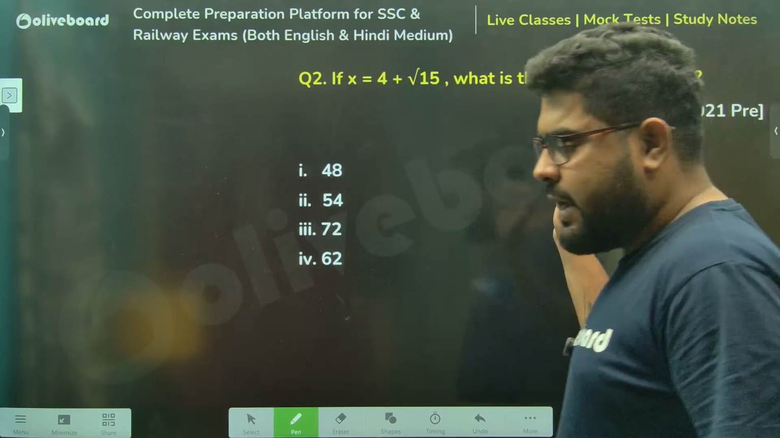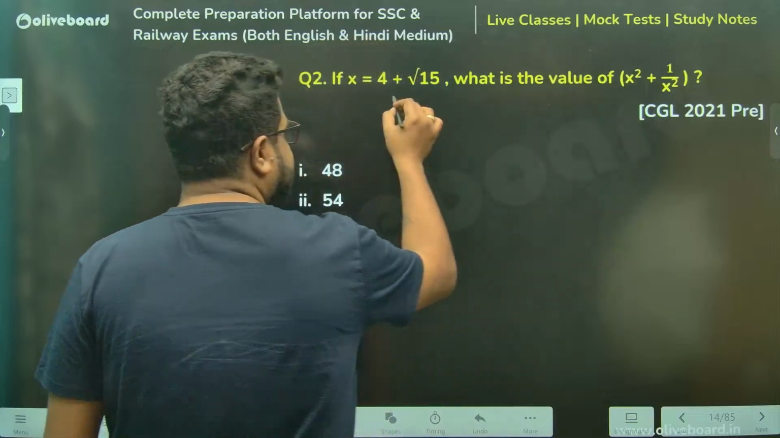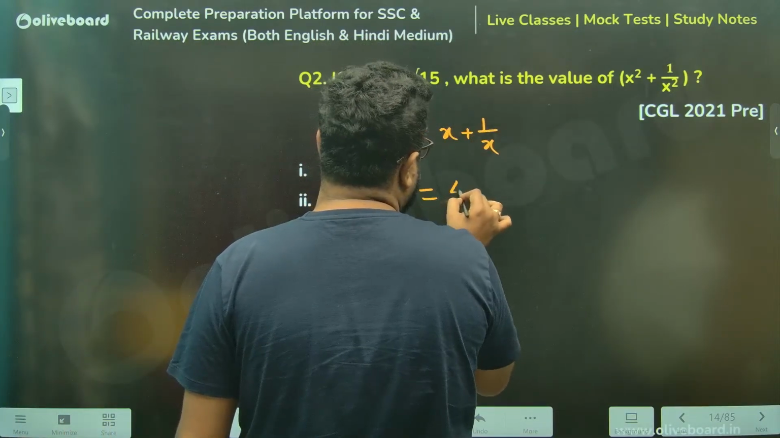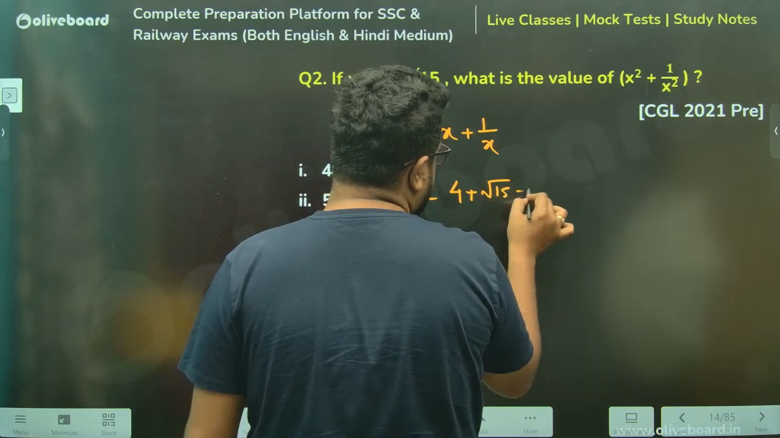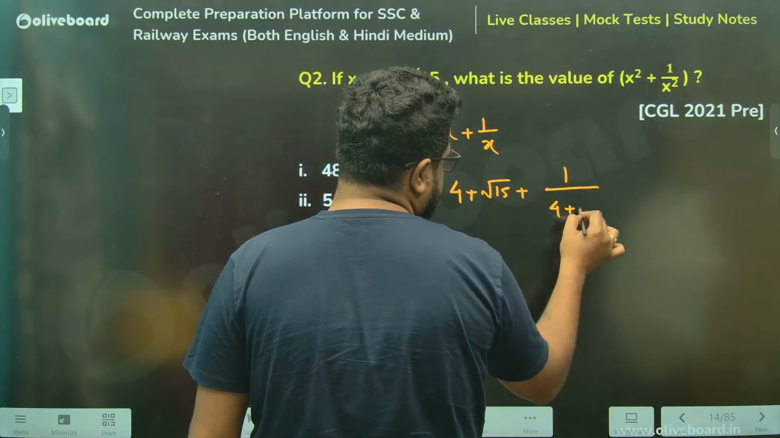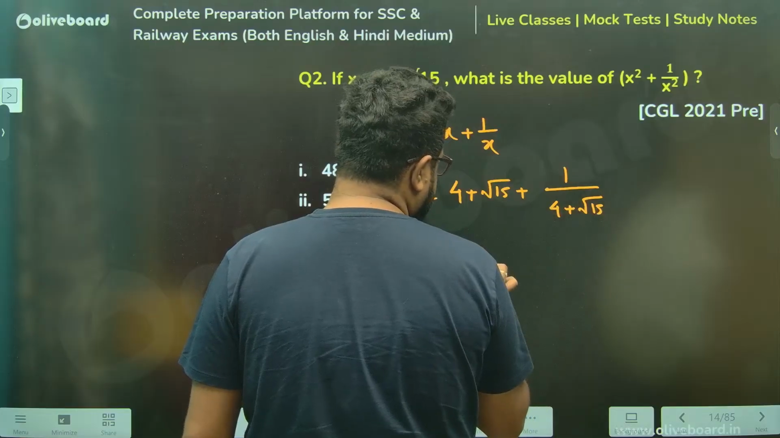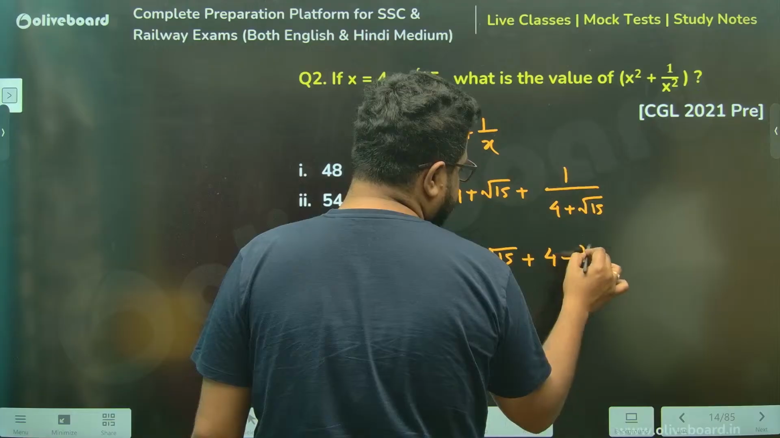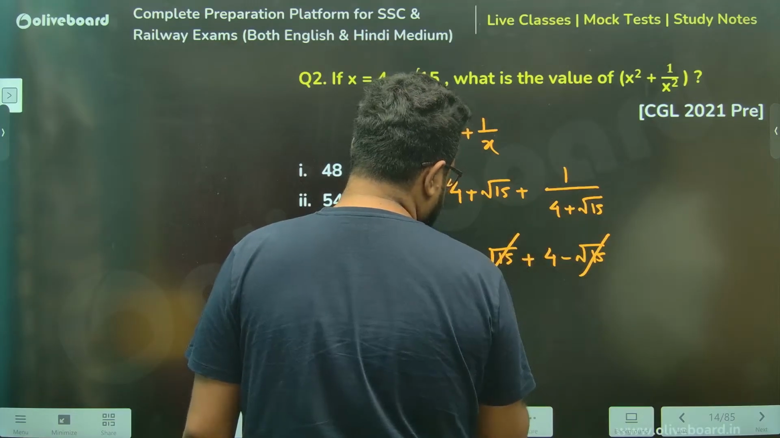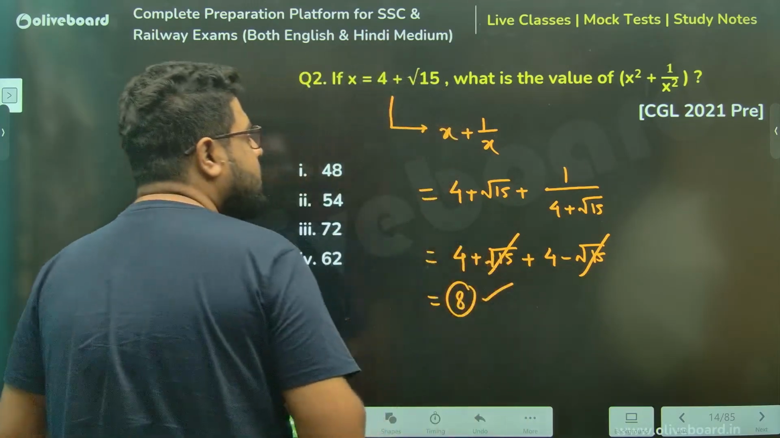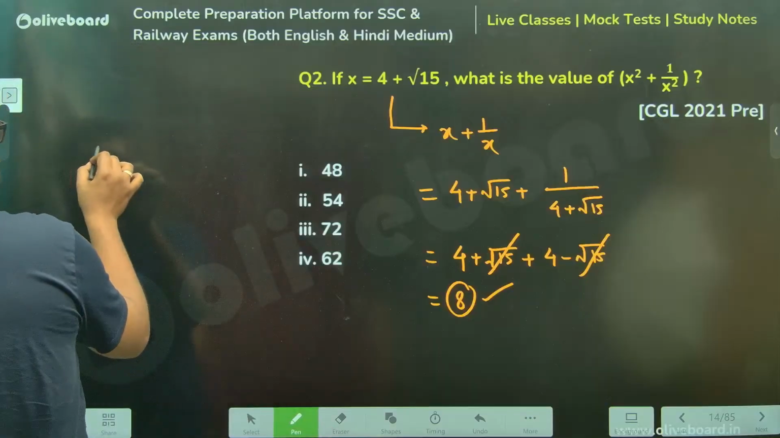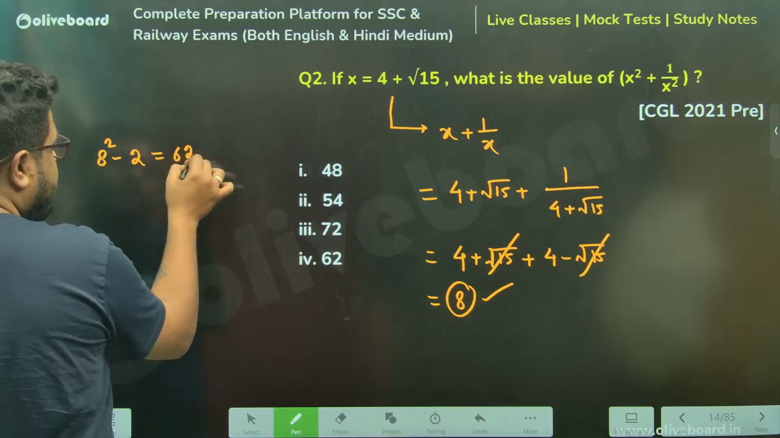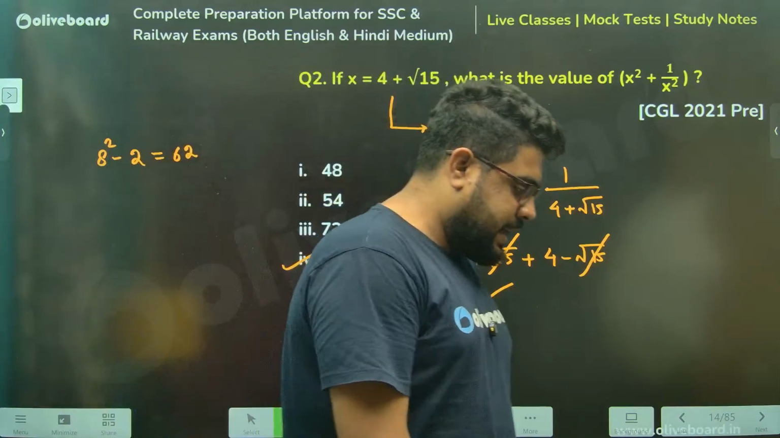x is given and they are asking this. So first things first, in order to find that, I need x plus 1 by x. x is 4 plus root 15, 1 by x will be this. Sir, 4 plus 1 by this will be nothing but 4 minus root 15, which is nothing but 8, sir. So x square plus 1 by x square will be p square minus 2. Correct? So 62, 100% option 4 is the correct answer.